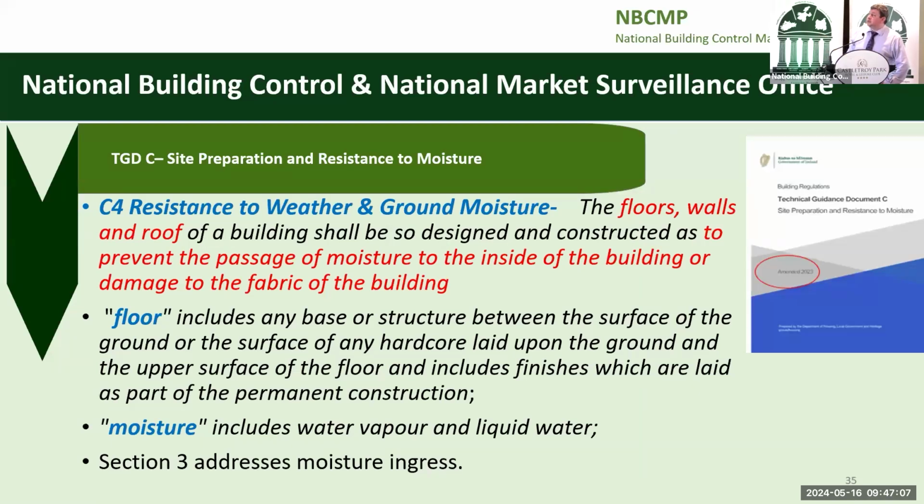Move on to C4, resistance to weather and moisture. The floors, walls and roofs of a building should be designed and constructed so as to prevent the passage of moisture to the inside of the building and damage to the fabric. And moisture includes water vapour and liquid water. And we have this issue of failure of blocks around the country, cracking, weathering, render. And this is because we're allowing moisture in. Chemical reactions don't need a catalyst to happen. So all products will react to either heat, moisture, or cold.